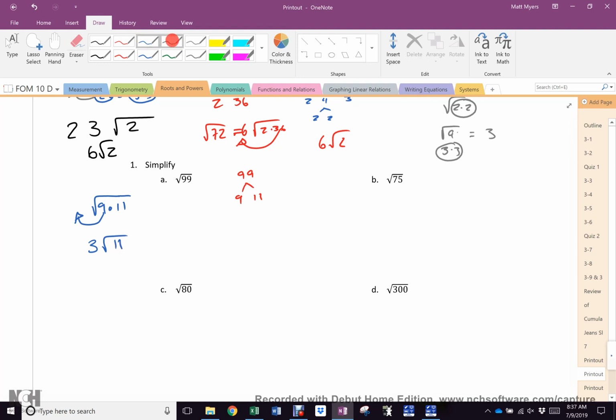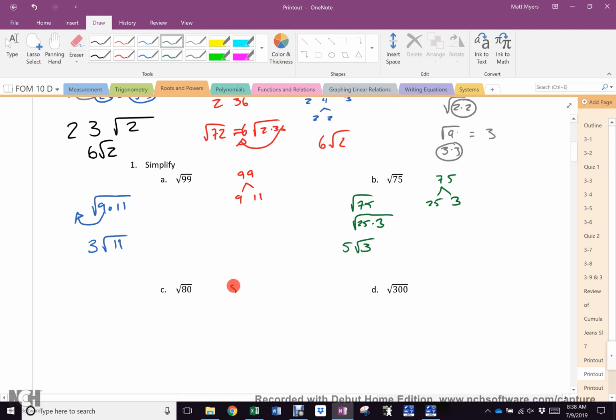What should I break 75 down into? You could use 15. I wouldn't. I would use 25 and 3. Why would I use 25, Parm? 25 has a square root. So the root of 75 becomes the root of 25 times 3. 25 has a square root. So what comes out? 5 root 3. Easy peasy lemon squeezy, right?